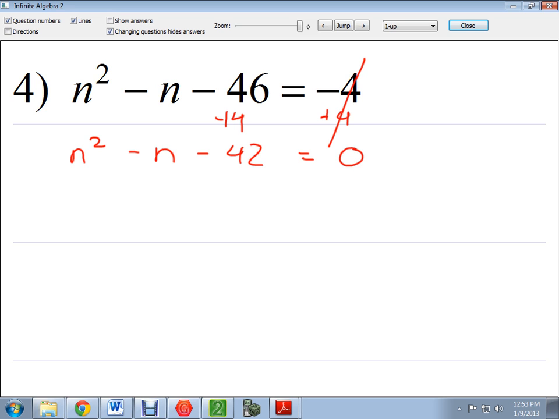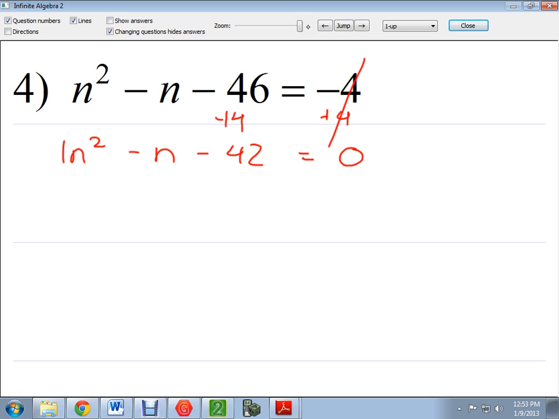Now, everything from this point on is exactly like what we just did. The first step, though, is to get it equal to 0. If you forget to do that, very likely the problem will not actually factor out. And even if it does factor, you wouldn't be able to solve it. It's just much uglier. You have to get it equal to 0 first. So now let us go ahead and factor this.